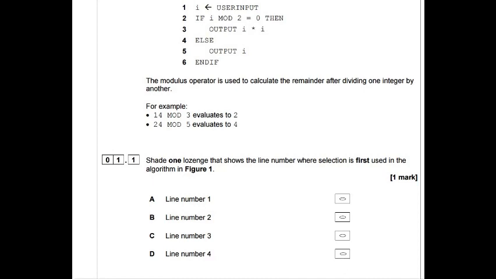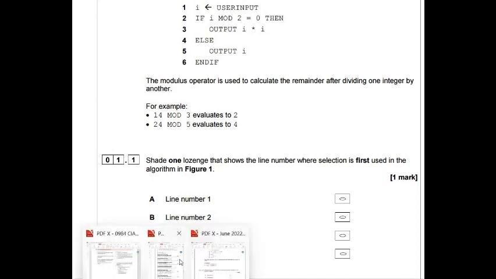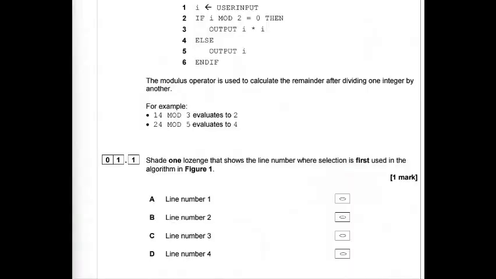So these are the lozenges. If I was doing this, the first one that I would be shading is line 2, because that is where we're using the mod operator. So if you say line number 2, that's correct.